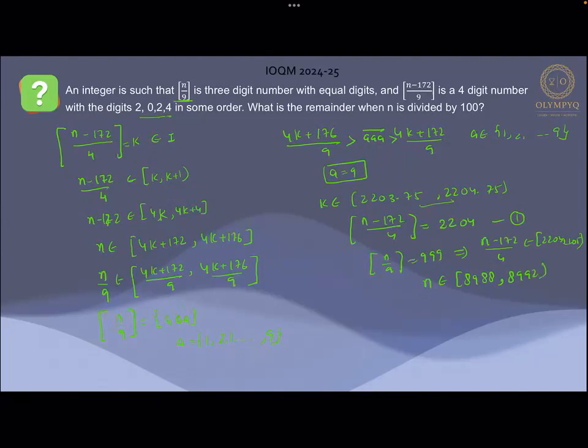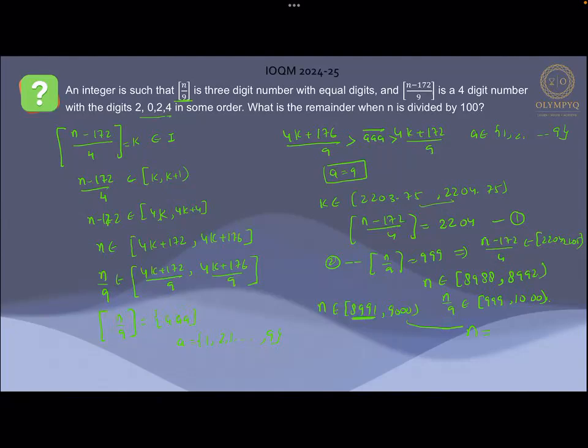Now from the second equation, we can see that n by 9 is going to lie in the interval 999 to 1000. So all the conditions are satisfied, and hence n is going to lie in the interval 8991 to 9000. In the question, they said the integer must satisfy both conditions, so this is the only integer that satisfies both the conditions.